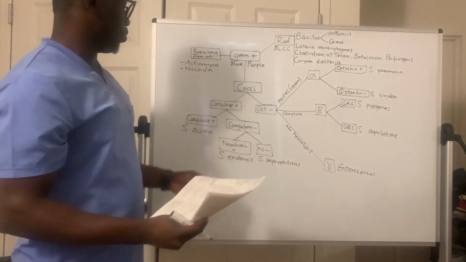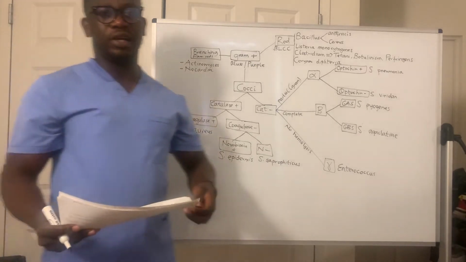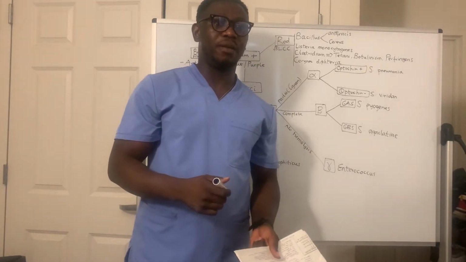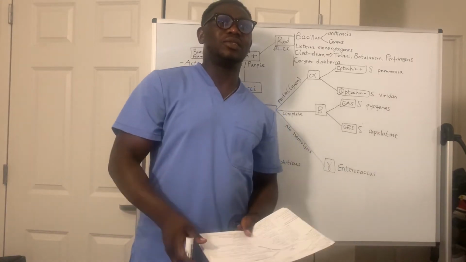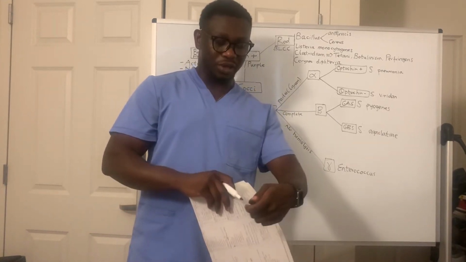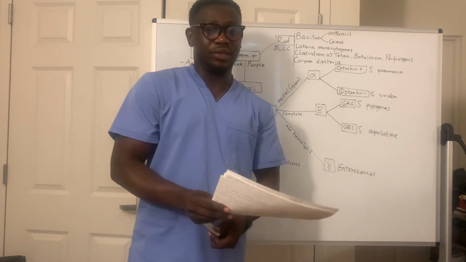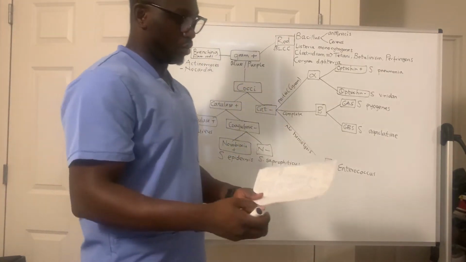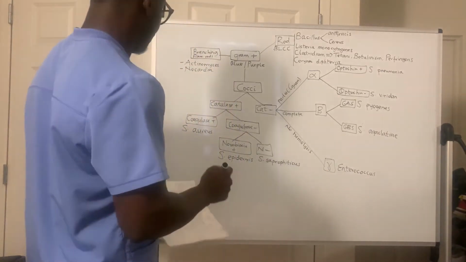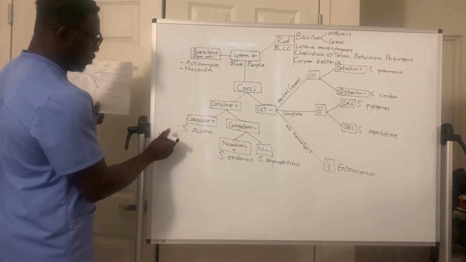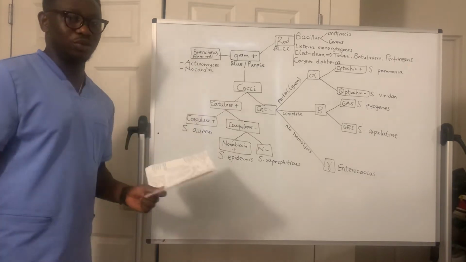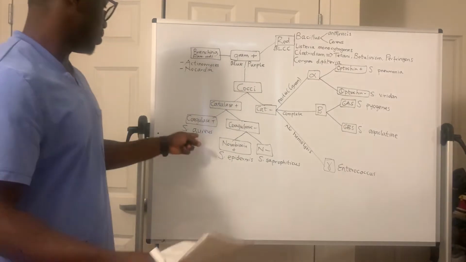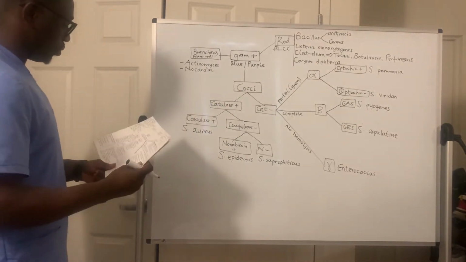The next thing we're gonna do is go into detail on each bacteria and talk about how they look, some of the features, and their mode of transmission. The first one we're gonna start with is Staphylococcus aureus. S. aureus is very common. It's one of the most commonly tested bacteria on the exams.